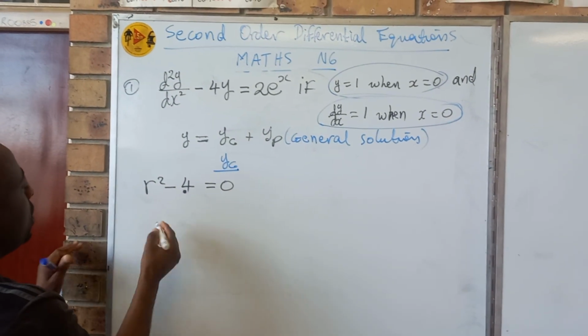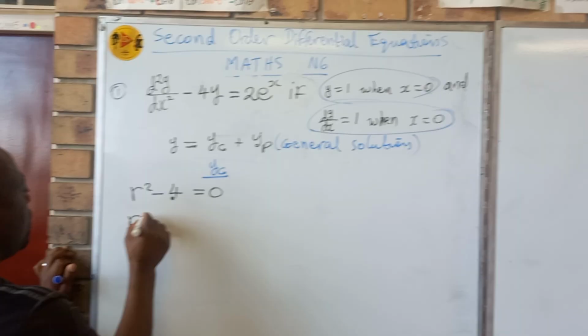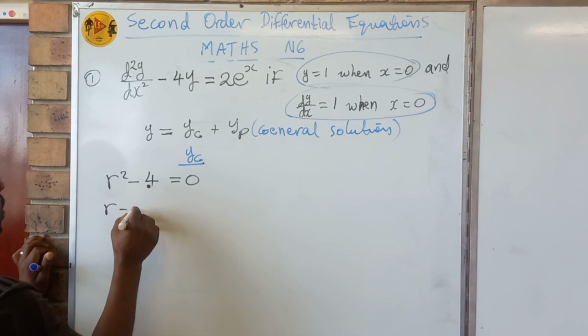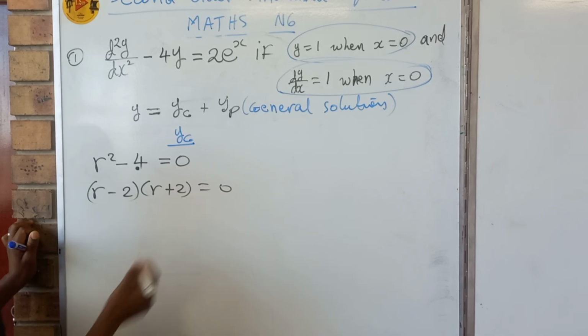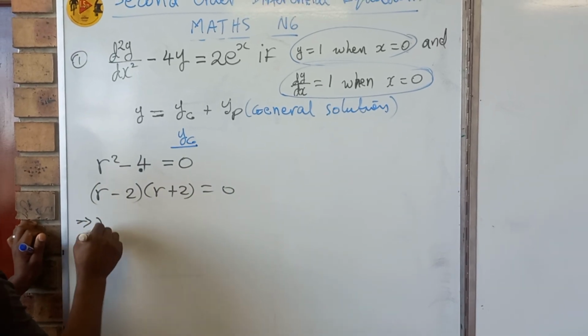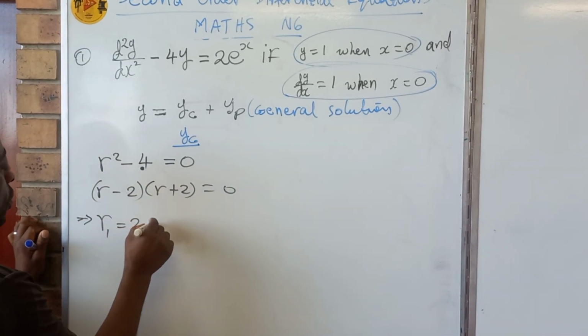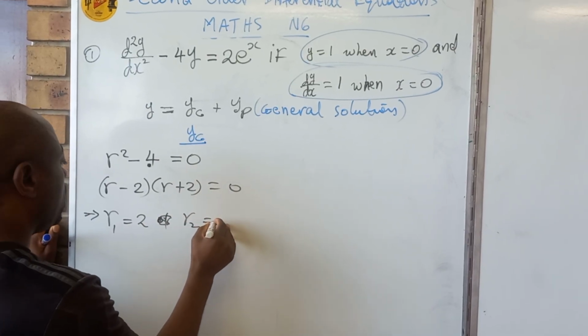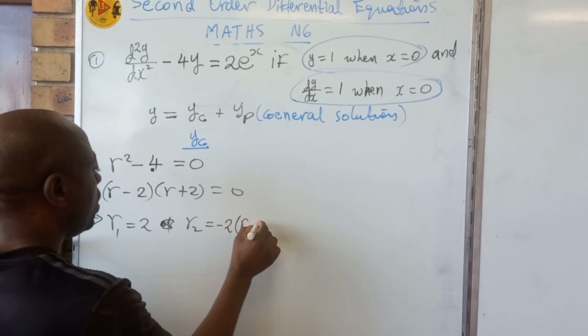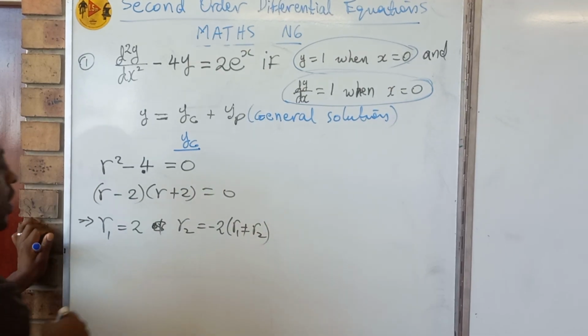So that is our simple quadratic. It looks easy when we're solving it. If you look at this, you see that this is the difference between two squares, so you can solve without using the quadratic formula. And that shows that your r1 is 2, and your r2 is negative 2. So you see r1 and r2 are not the same.